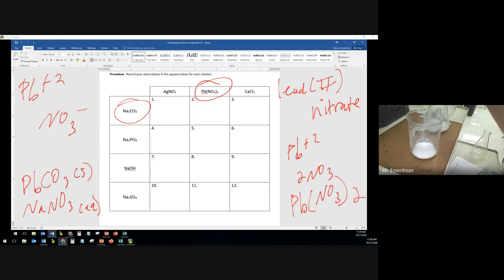Okay, what do we got going on here? I'm going to let this filter for a little while again, and then we'll come back to that and look at that. That's number 2. Okay, I'm making a mess.